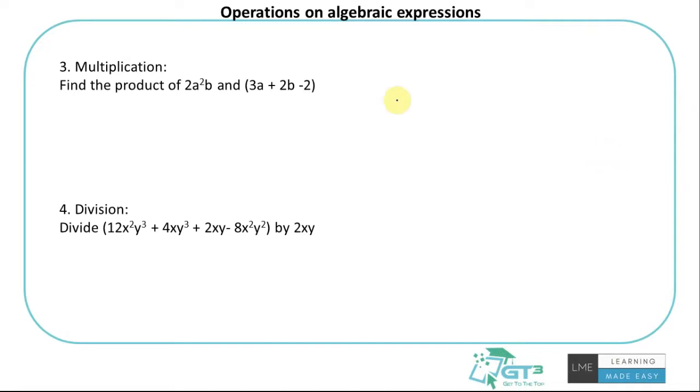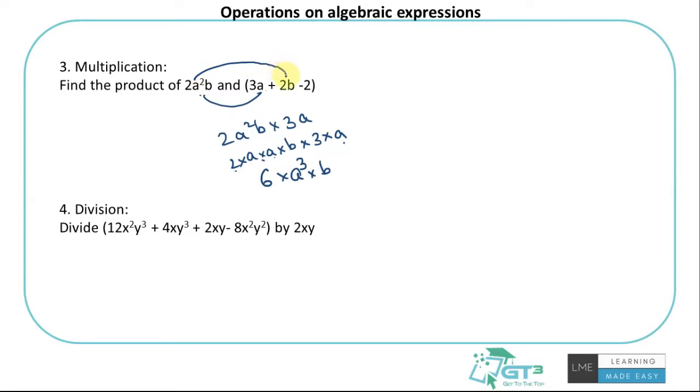Multiplication. If I have to multiply this and this, it will be done in this way. 2a square b, the expression, into 3a. As I said, a square means a into a, so 2a square b is 2 into a into a into b, and 3 into a. So what I'll do is 2 into 3, I'll only multiply the numbers first. A is multiplied 3 times, so that's a cube into b. So this will become 6a cube b.